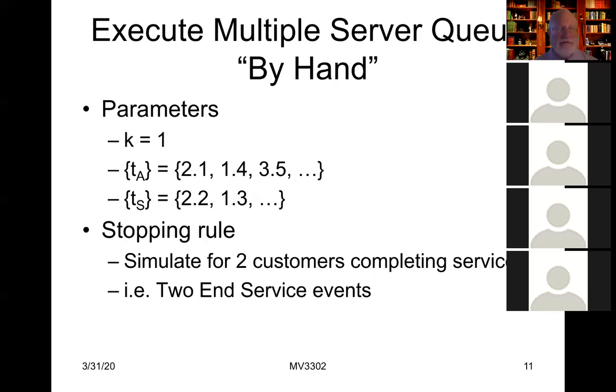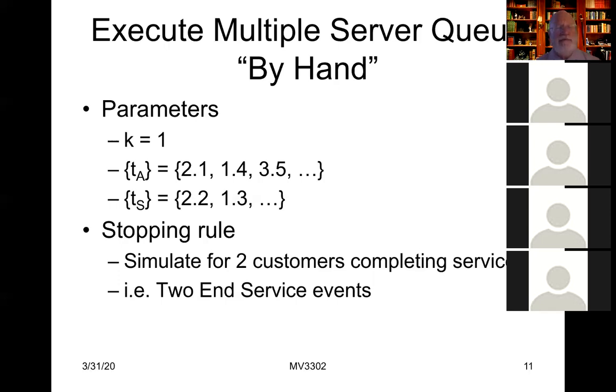That is, we have a single server. And we have the following inter-arrival times. Now, it's important to understand these are the inter-arrival times, not the absolute times. We'll see how that works out once we start looking at the numbers.